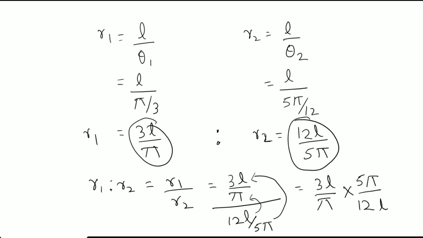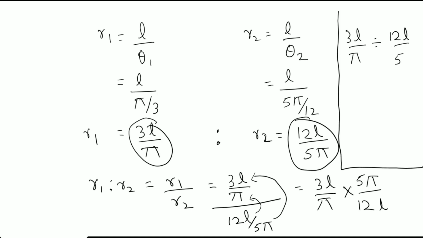12L. If you're getting confused how we did this, you can also think of it like this. I'll just show you here. 3L by pi divided by 12L by 5 pi. You can just treat it as a fraction. Change this division sign to a multiplication sign and flip this second fraction. So you would get the same thing. So that's 12L here. The same thing you've got.